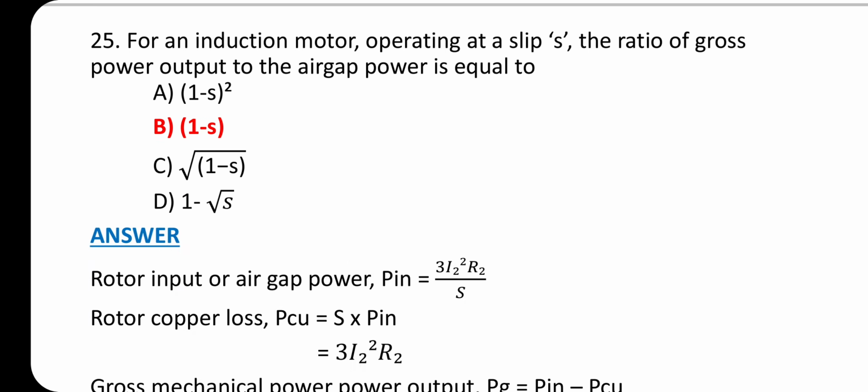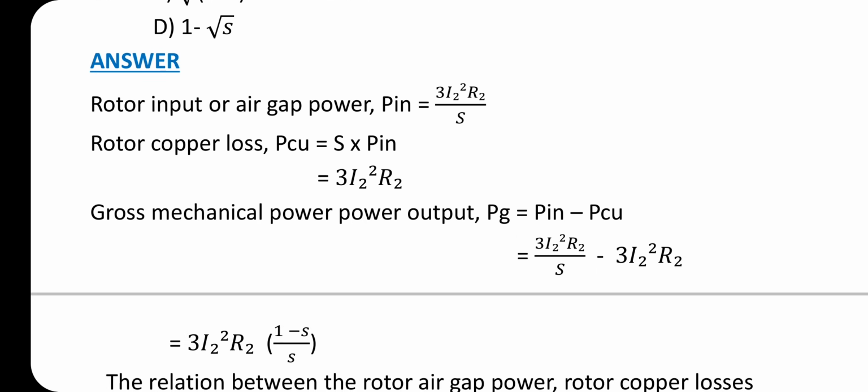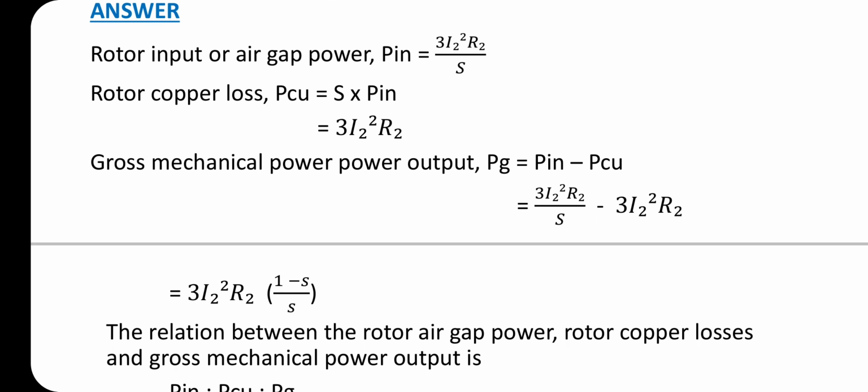Question number 25. For an induction motor operating at a slip S, the ratio of gross power output to the air gap power is equal to, answer is option B, 1 minus S. Rotor input or air gap power P in equals 3 I2 square R2 by S. Rotor copper loss PCU equals S into P in, which is equal to 3 into I2 square R2.